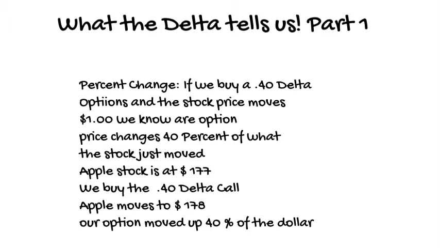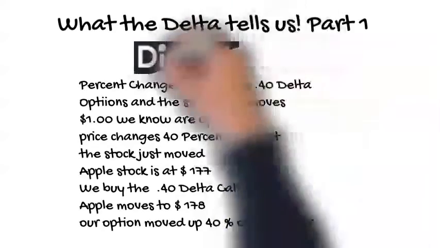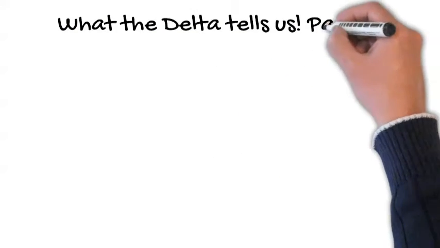Delta is also defined as a probability chance. A 50 delta option has a 50% chance of finishing in the money. A 30 delta option has a 30% chance of finishing in the money, but a 70% chance of expiring out of the money. Delta as a probability describes the chance, in terms of percentage, of an option finishing in the money versus out of the money.